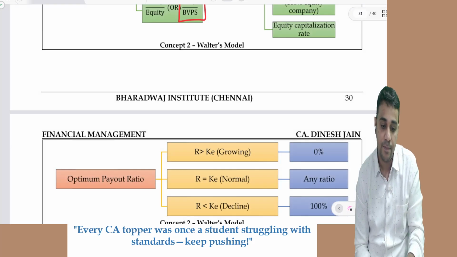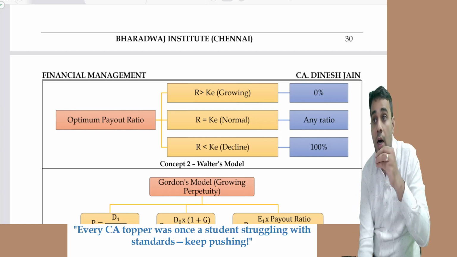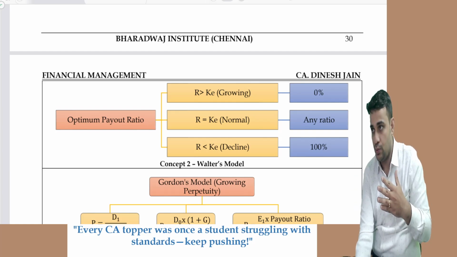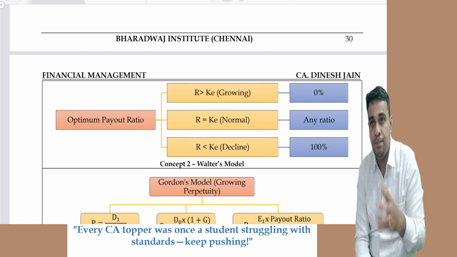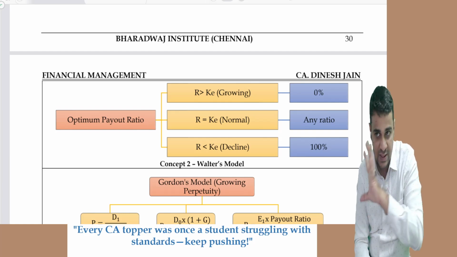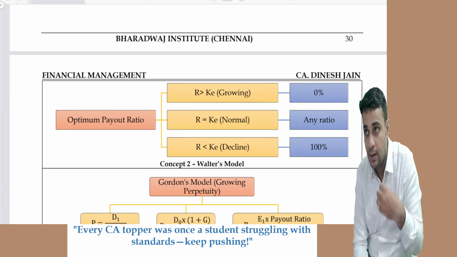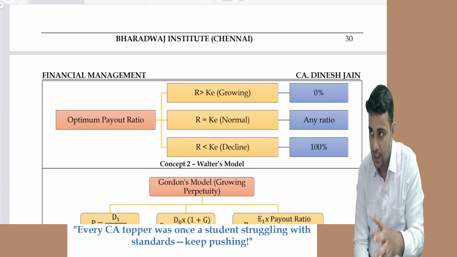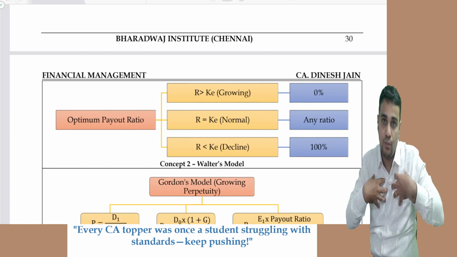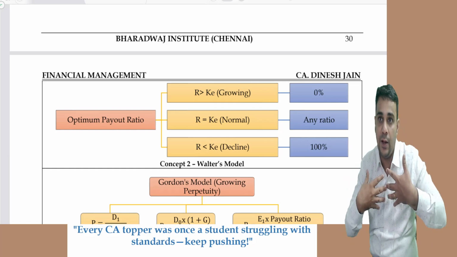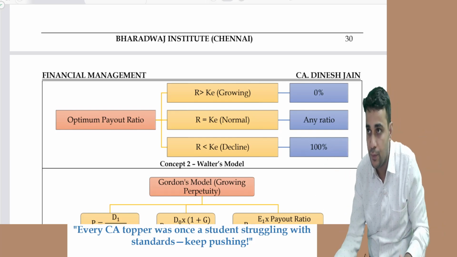Now, what is optimum? Suppose you are a company that earns more than what a shareholder wants, R greater than KE. I tell the shareholder that 20 rupees is the earning, and you do not have any right on this. Let me keep the entire money because I will earn more. If R is greater than KE, I don't want to give any dividend, because I can earn more. You wanted 10%, I am earning 15%, so don't ask for any dividends in the current year. That is what the concept says.